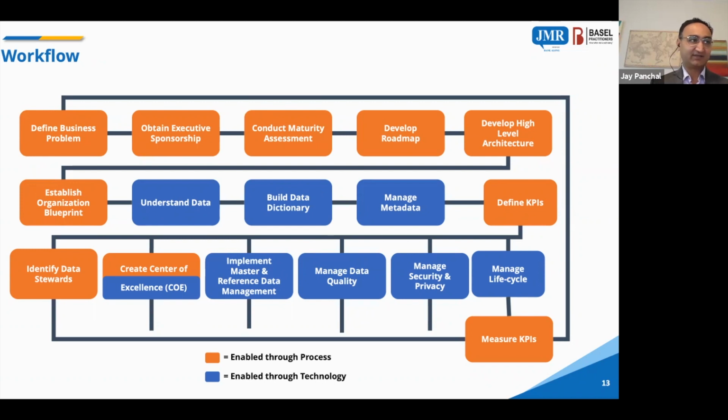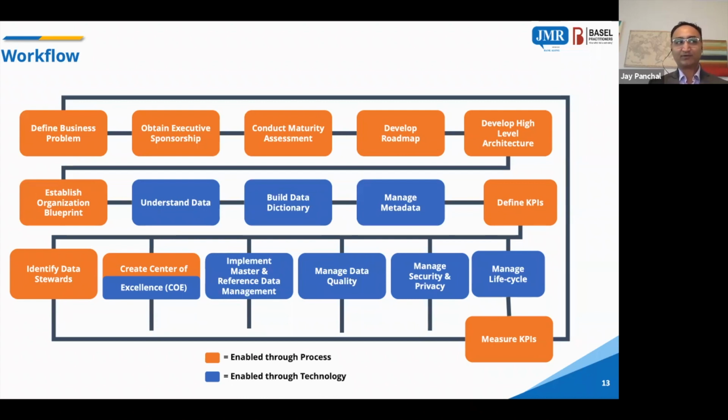And the third row that you see, these are all parallel activities. Once you have done what we just touched upon, all the rest can be kicked off in parallel, right? You would identify data stewards, create center of excellence, build your master and reference data repository, data quality, and so forth. And throughout this journey, you would want to define those KPIs, measure those, and then go back and see what we could have done better, right?